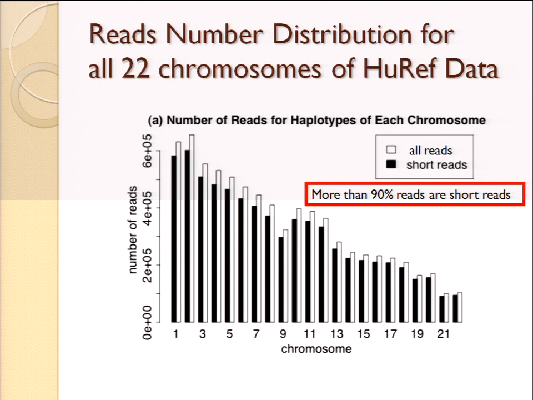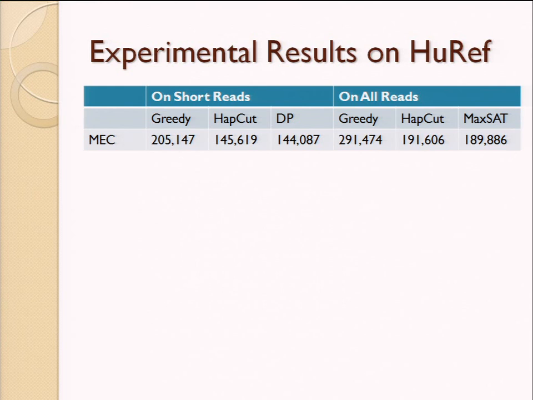Fundamental result shows you the read number distributions on HuRef data. And this black bar indicates not all reads. As you can see that for it is the magnitude of 100,000. And also in the reads, short reads. Next, we show the results of different algorithms on short only and also on all reads. We shall compare the score from this.